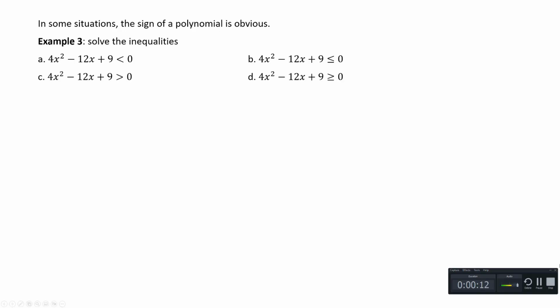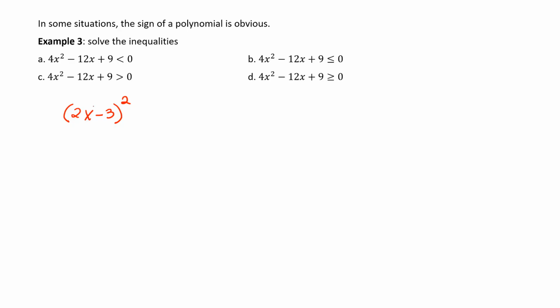Okay, so there are going to be some problems where you can easily find the signs of the polynomial at different places without even having to really do much work at all. So there might be a few problems like this in your homework where they're kind of checking to see if you might notice. So this is a perfect square trinomial. It's 2x minus 3 quantity squared. If you happened to notice that, you'd be able to answer these really quickly.